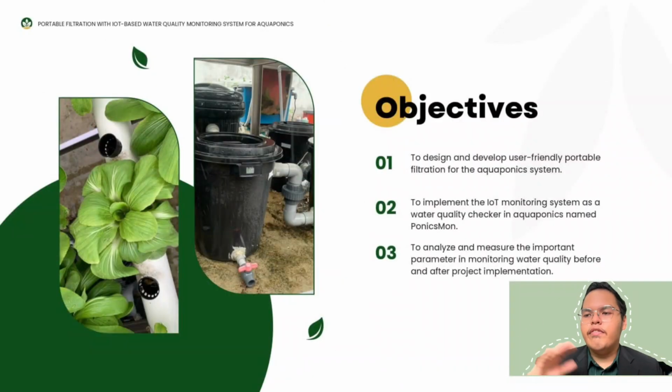For the objectives, there are three objectives. The first one is to design and develop a user-friendly portable filtration for the aquaponic system. The second one is to implement the IoT monitoring system as a water quality checker in aquaponics named PonicsMon. And the third one is to analyze and measure the important parameters in monitoring water quality before and after project implementation.